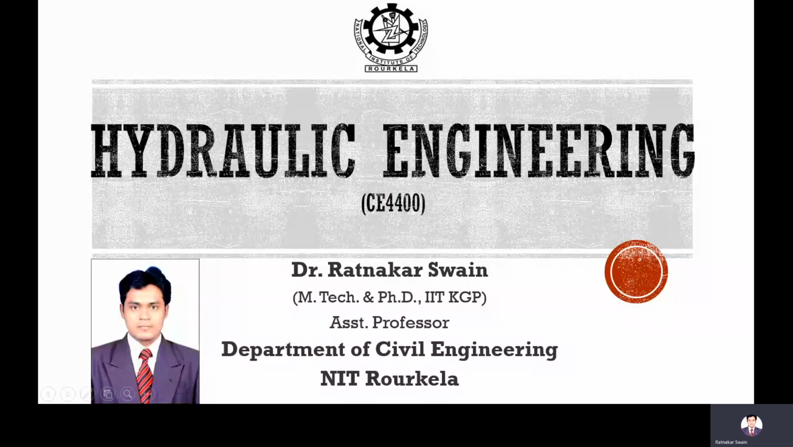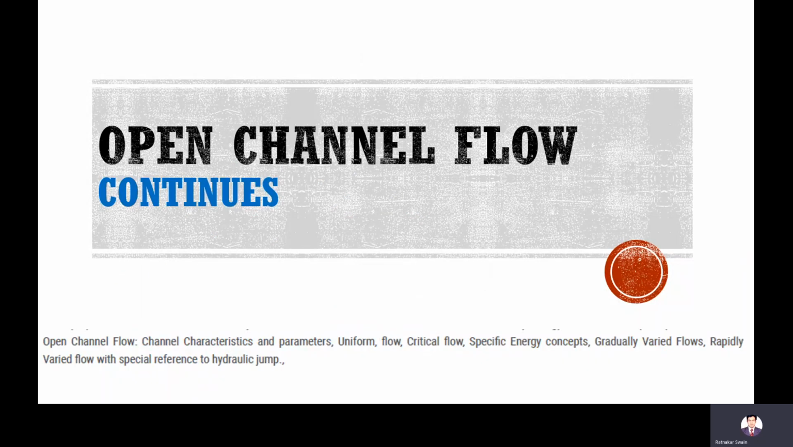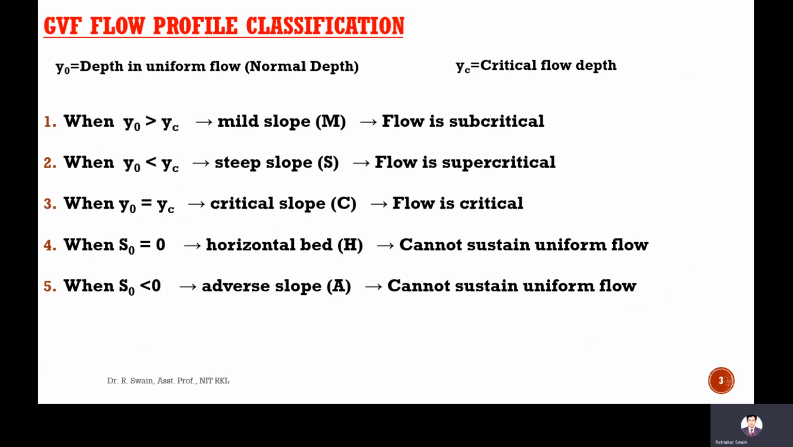Hello dear students, in this hydraulic engineering class, today I will continue the open channel flow chapter. In the last class we discussed GVF flow profiles. We discussed the mild slope in detail, mild slope only.